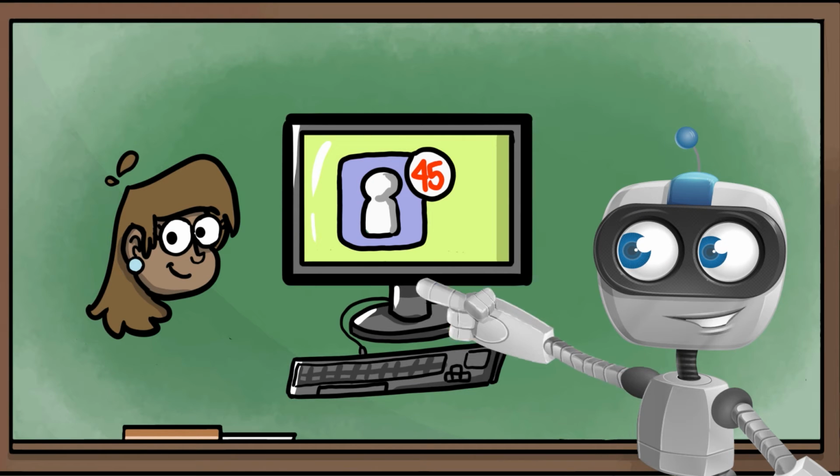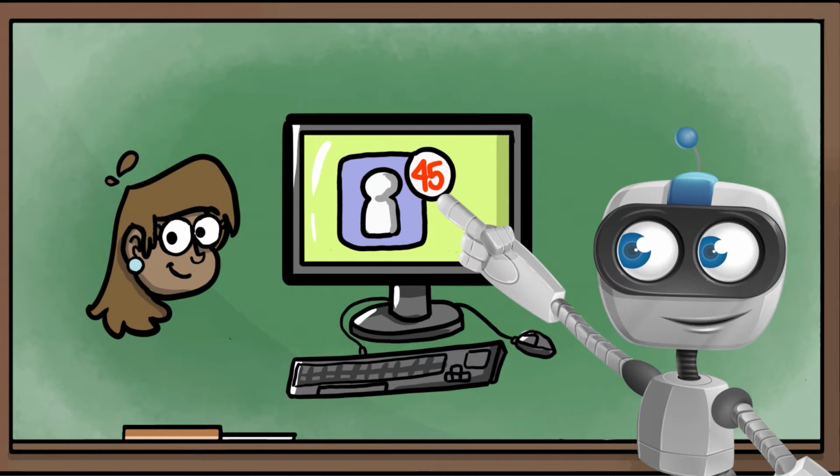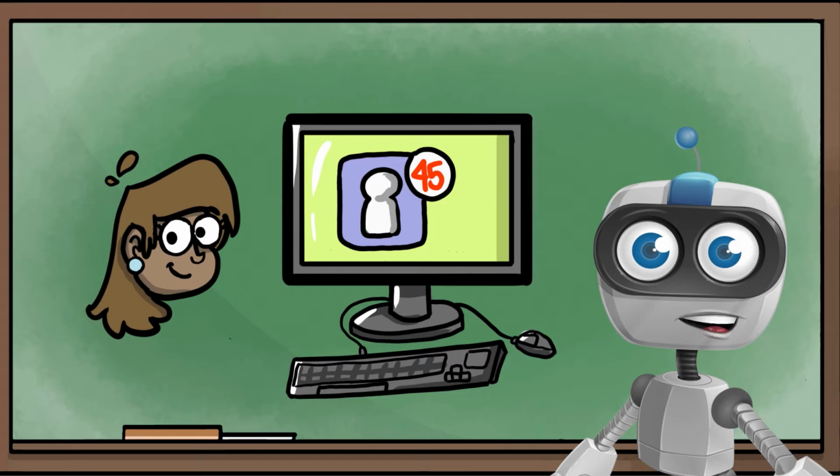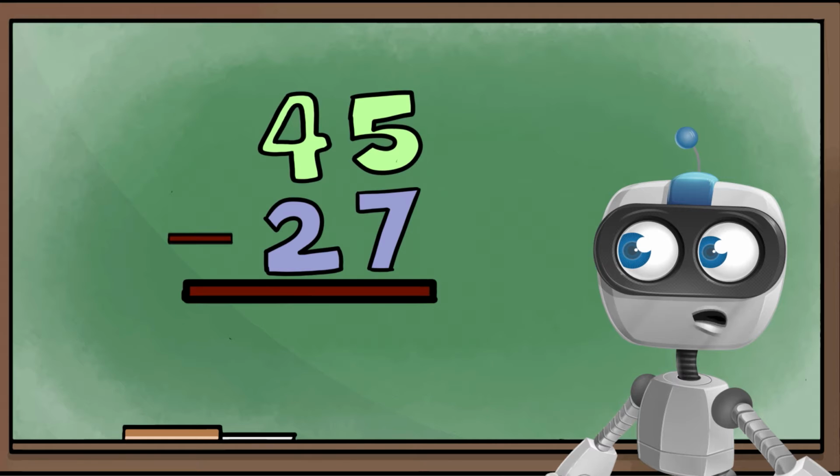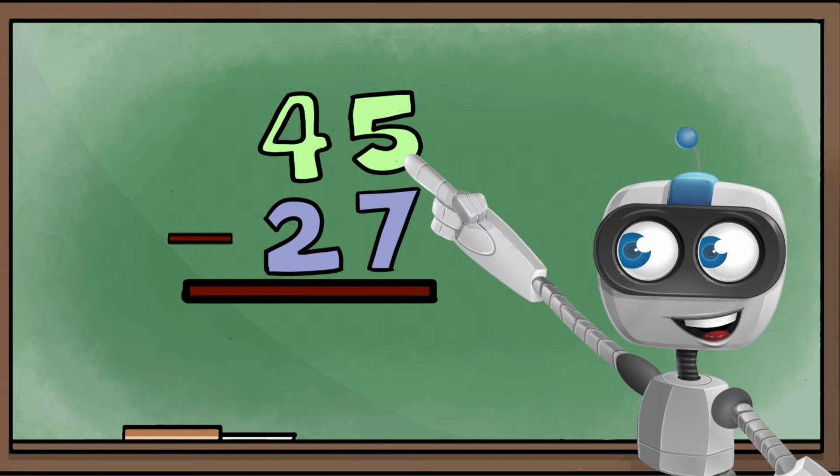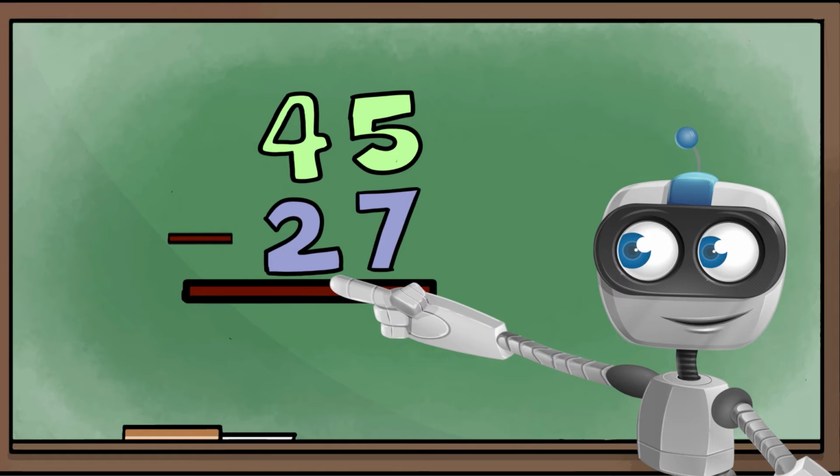Sally has 45 friends on her social media account. A month ago, she had 27. How many friends has she added in the past month? To solve this problem, we are going to need to subtract. Let's set up the problem of 45 minus 27.